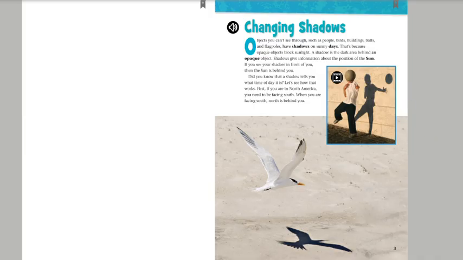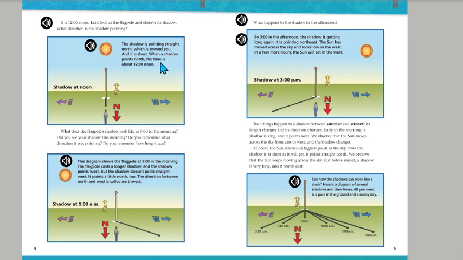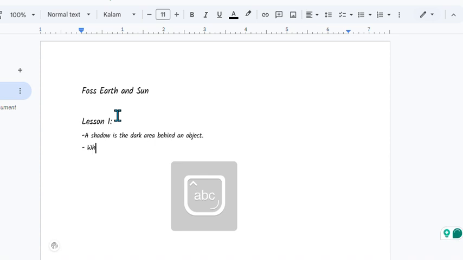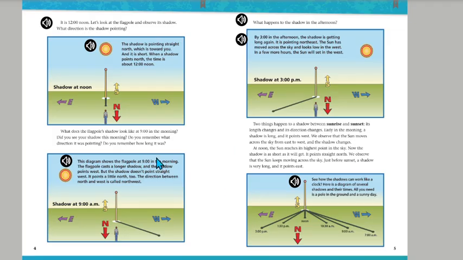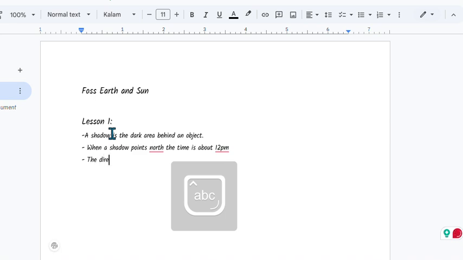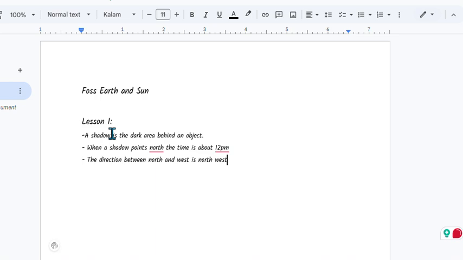Alright, so I think that's it for the first page. Let's move to the next one. So we can write, when a shadow points north, the time is about, let's just write 12 p.m. So we could write for this next diagram here, the direction between north and west is northwest.